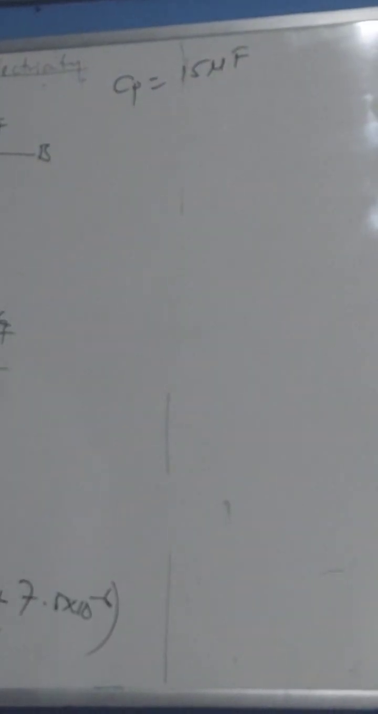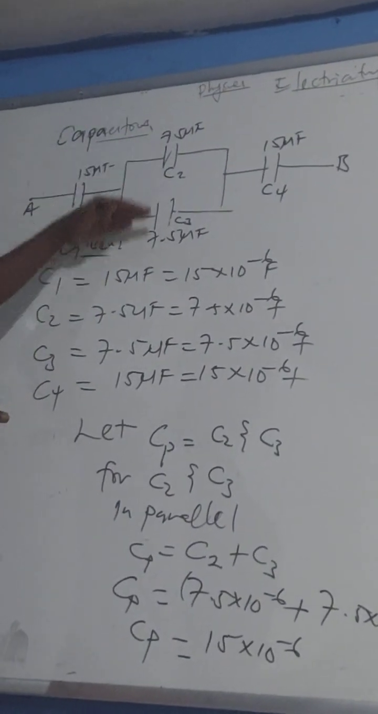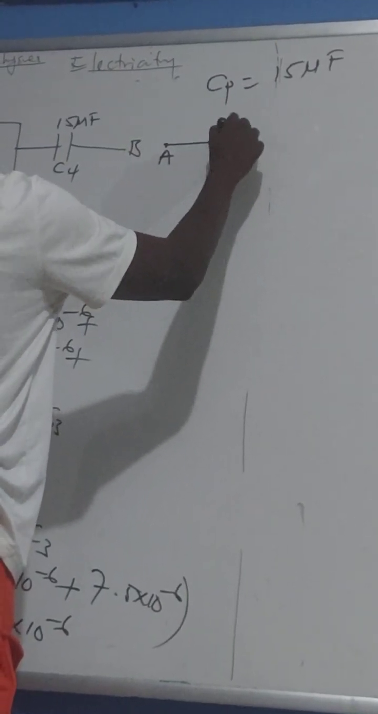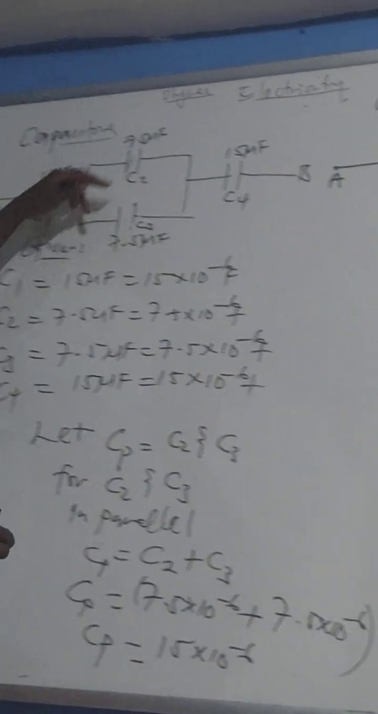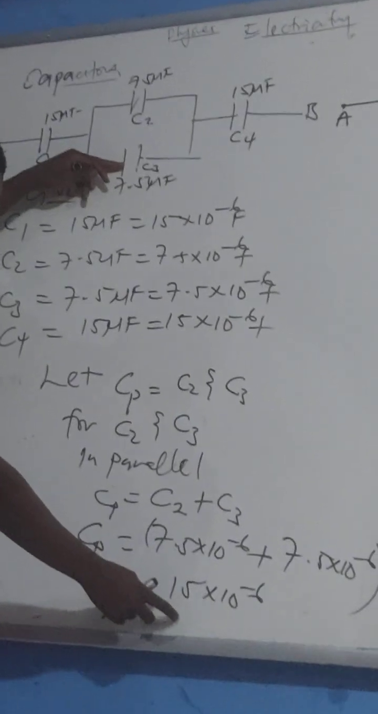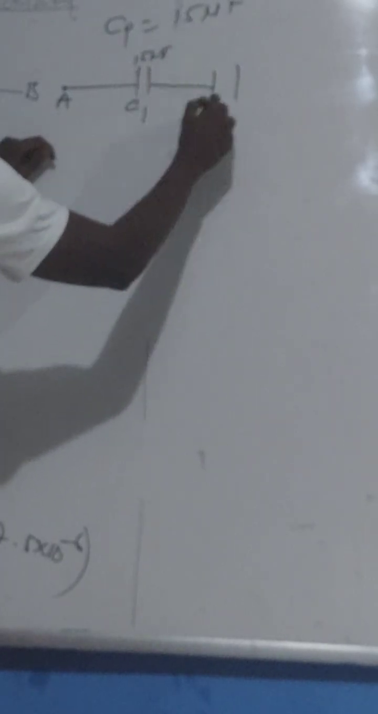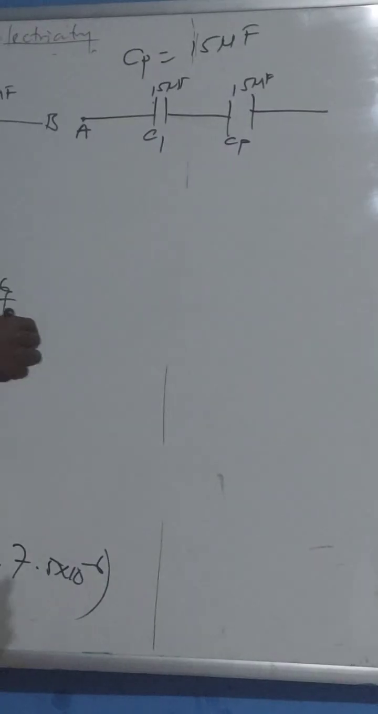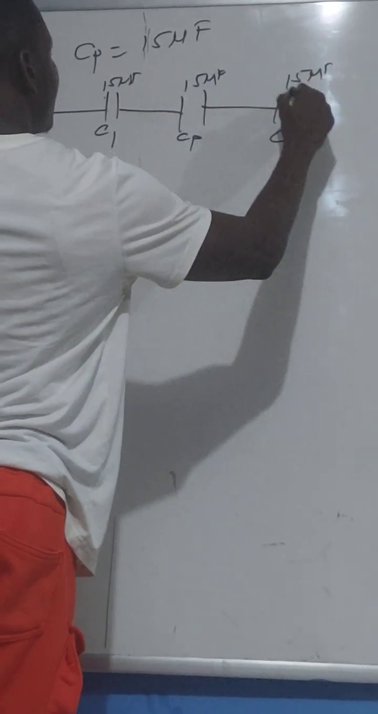Now let's look at this. Since C2 and C3 have been worked out and are now one capacitor in series with the others, we can draw the diagram like this again. From A to B, we have C1, capacitor 1, which is 15 μF. Now C2 and C3 is the same as 15 μF. Are you seeing it? We call it capacitor CP, and we have 15 for it. It is in series with C4, and capacitor 4 also is 15 μF.